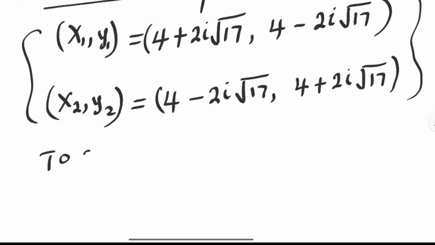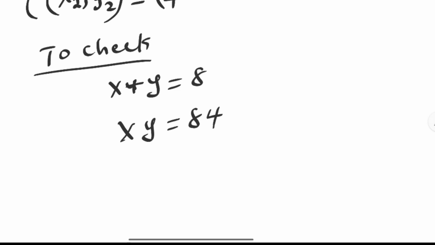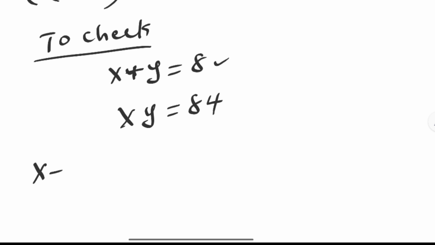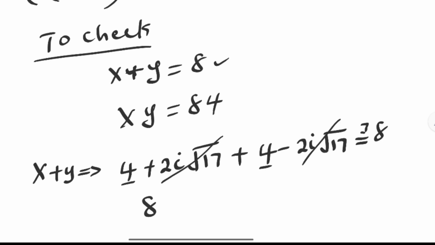Let's check. To check, the given equation is x plus y is equal to 8. xy is equal to 84. Let us consider this. x plus y, this can be written as 4 plus 2i root 17 plus 4 minus 2i root 17 must be equal to 8. This cancel this. 4 plus 4, this is 8, is equal to 8, which is true.